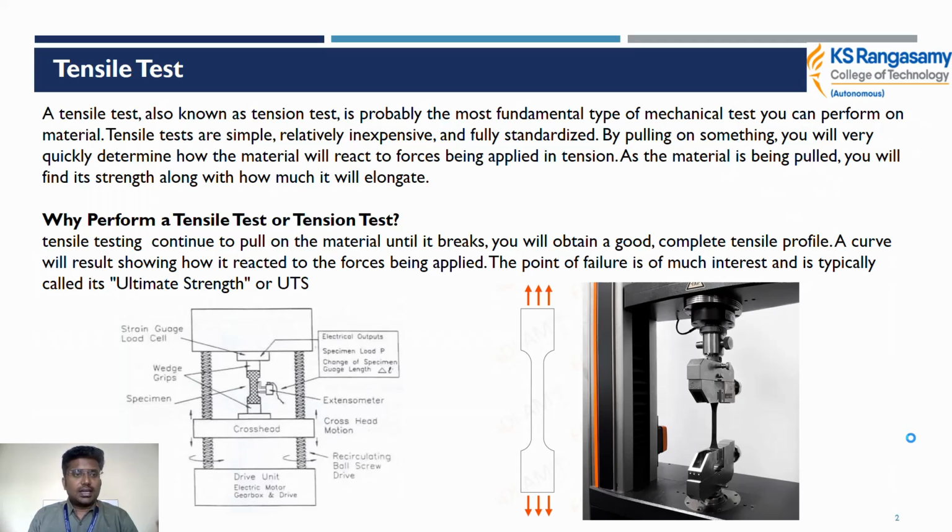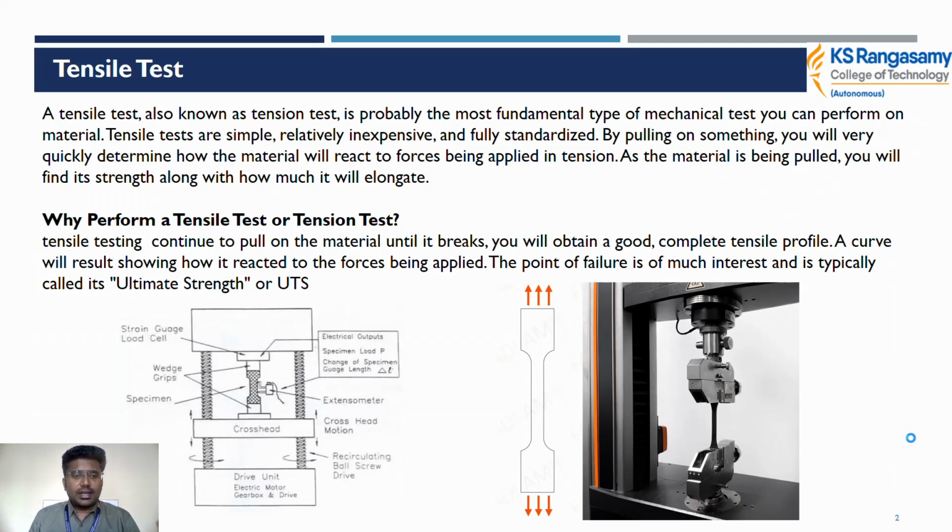First, you can see the tensile test. A tensile test is also known as a tension test. It is probably the most fundamental type of mechanical test you can perform on a material. Tensile tests are relatively inexpensive and fully standardized. By pulling on the material, you will very quickly determine how it reacts to force applied in tension. As the material is being pulled, you will find its strength along with how much it will elongate.